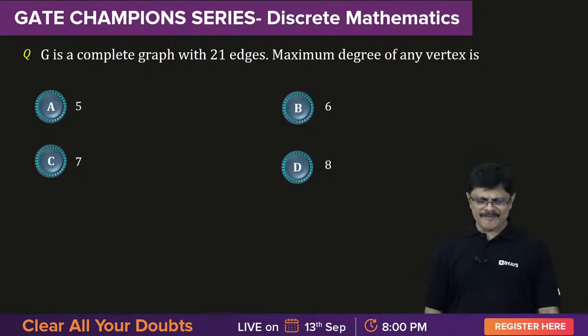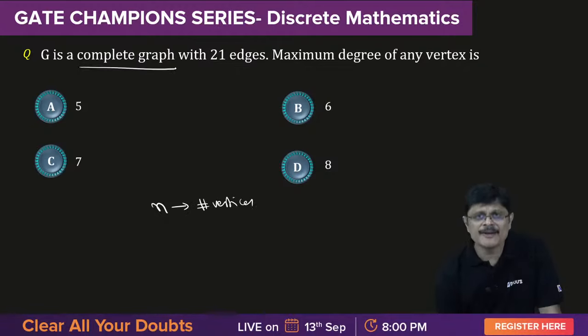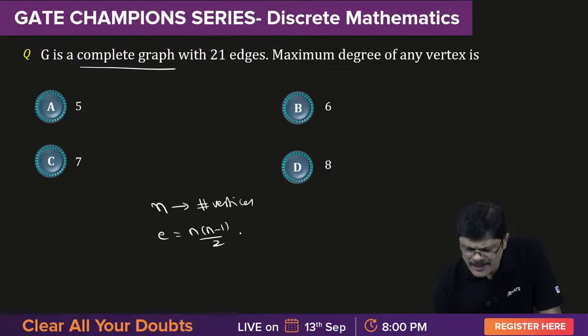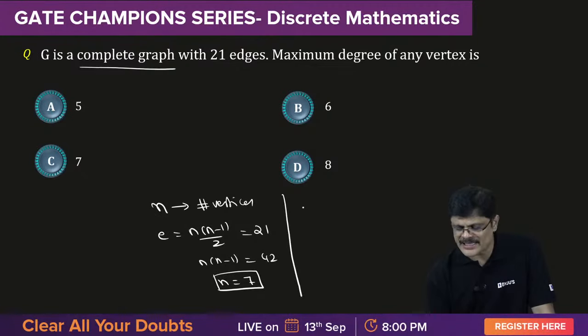Maximum degree in a complete graph with 21 edges. We do not know the number of vertices, so let us say n is the number of vertices. Because it's a complete graph, it will have the maximum number of edges, so the number of edges should be equal to n into n minus 1 by 2, and that is given as 21. That means n into n minus 1 is equal to 21 into 2, that is 42. So two consecutive numbers whose product is 42. What are those two numbers? 7 and 6. So n should be 7. Once you have n, it is a complete graph with 7 vertices, that is, it is K7.